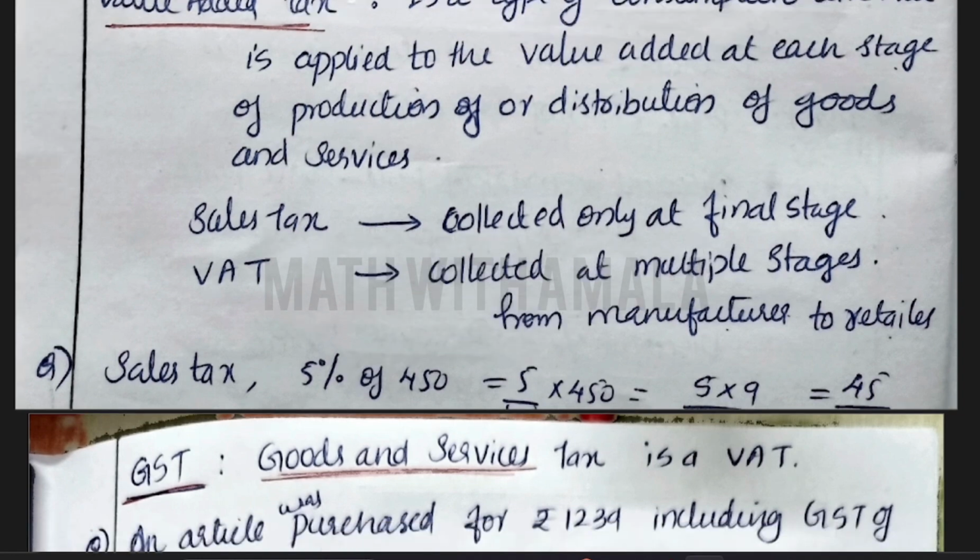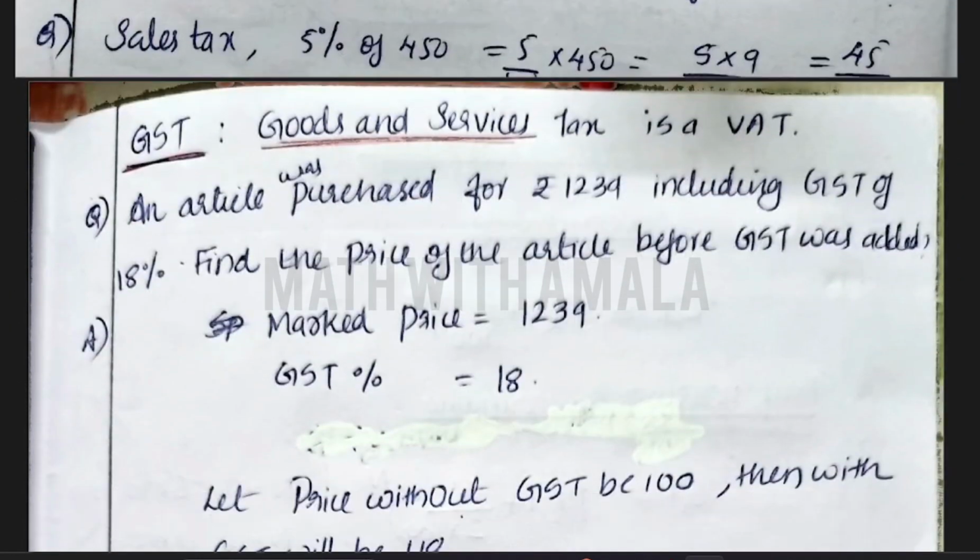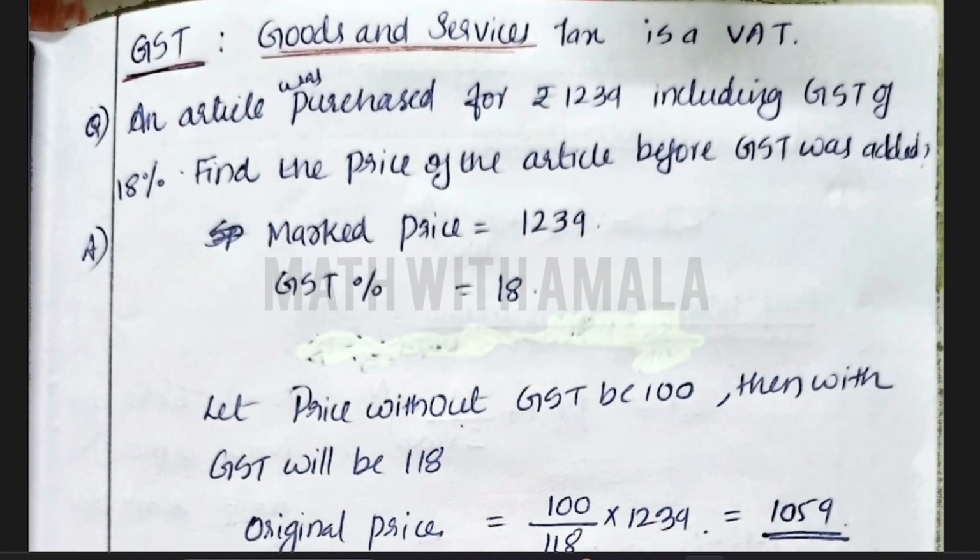So the answer is 5 into 9 by 1, that is 45. Now what is goods and services tax? It is the tax which is an example of VAT and it is added at each stage of manufacturing. Before getting to the retailer, it will have a lot of taxes included in it.